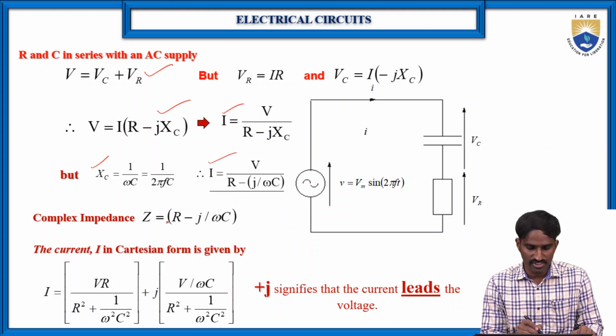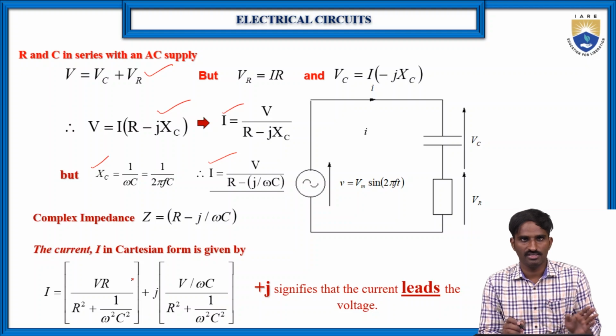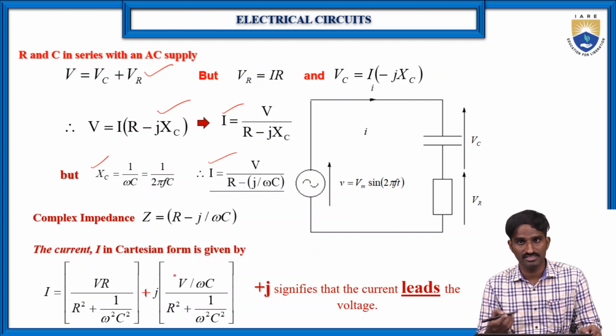And in the complex form, Z is equal to R minus j by omega C. Before it was R plus jXL, but here it is R minus j by omega C, or in other words R minus jXC. That is also we can write. Similarly, the same way as in the previous cases. But here we will get the plus sign, and the plus sign indicates the leads.